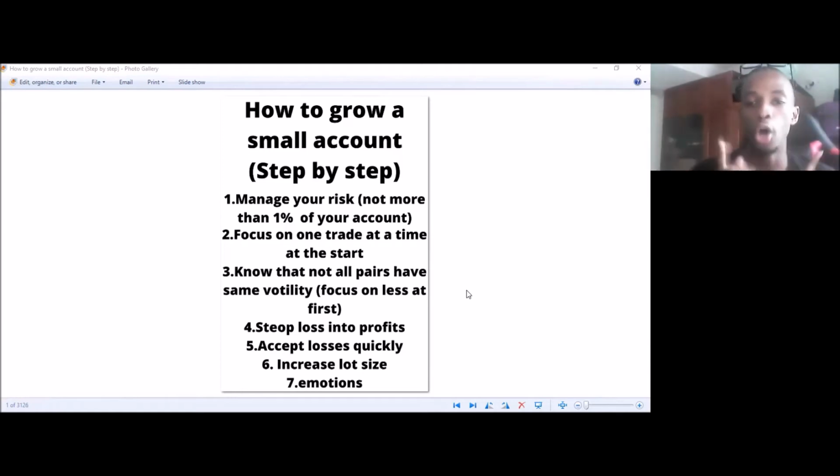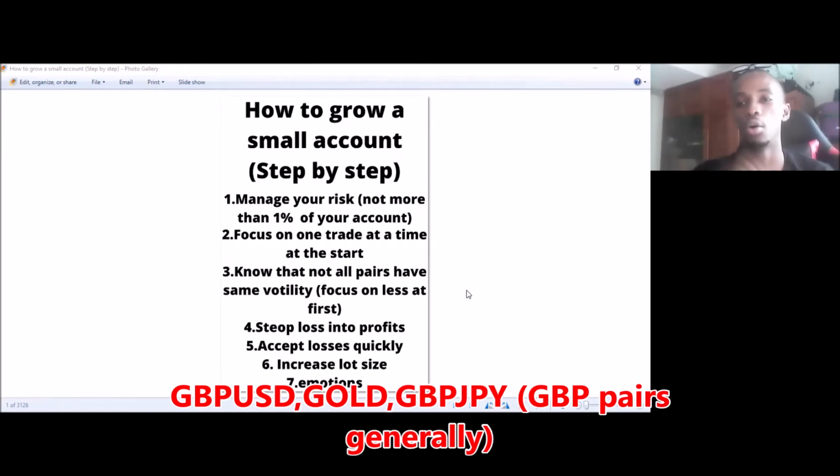And then the next step, know that not all pairs have the same volatility. For example, gold and GBP USD are very volatile compared to other currencies. A small move on GBP USD or gold is a very different move compared to CAD JPY, for example, which is a little less volatile. So especially when starting out your account, stay away from volatile pairs. I'll put in the description below, or on the screen over here, some of the volatile pairs.